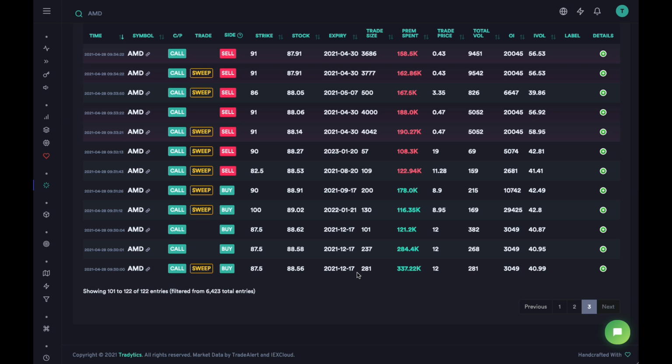But one thing you can see here is that all of this flow is very long term. This is not short term. This is all at least 2 or 3 months away. We are in April at this point in time, and the flow is mostly for September, January next year, December this year. So it's very long term flow, and if you're looking at intraday trade ideas, you don't really care about this long term flow.